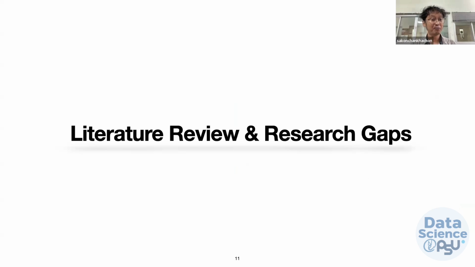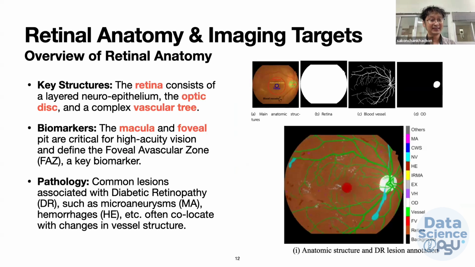Now, I will provide a brief overview of the existing literature and identify the research gaps that this research aims to fill. The retina contains several key structures that are important for diagnosing eye disease. The macula and fovea pit are crucial for high acuity vision, and the foveal avascular zone, or FAZ, is a key biomarker. Pathologies associated with diabetic retinopathy, such as microaneurysms and hemorrhages, often appear alongside changes in the vessel structures.